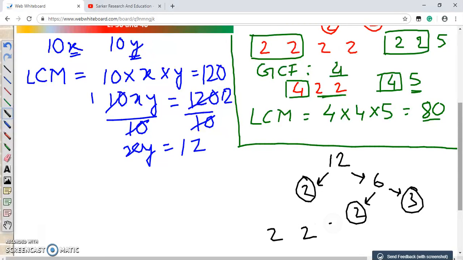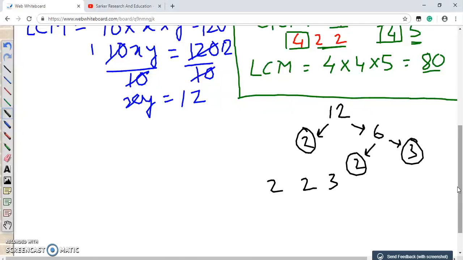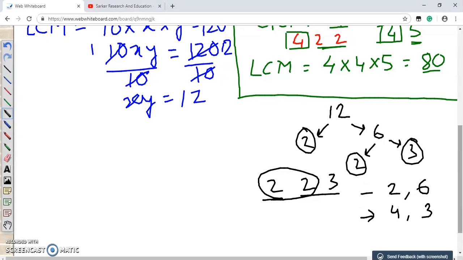2, 2 and 3. So from this 2, 2 and 3, I can get two numbers. One can be 2 and the other can be 6. So in that case, I have 2 and 6. In another case, I can have 2 times 2 as 4 and another is 3. So I have two sets of numbers, and now I will have to choose how I am going to find which one is the correct set for x and y.